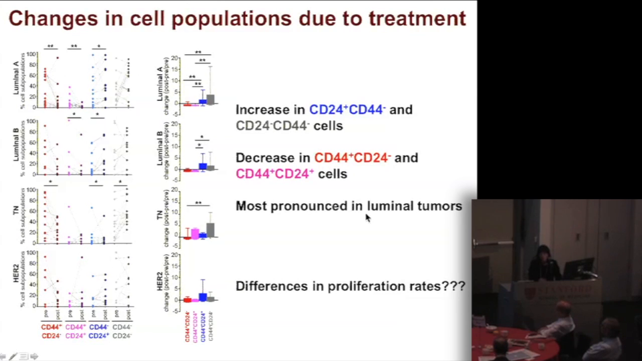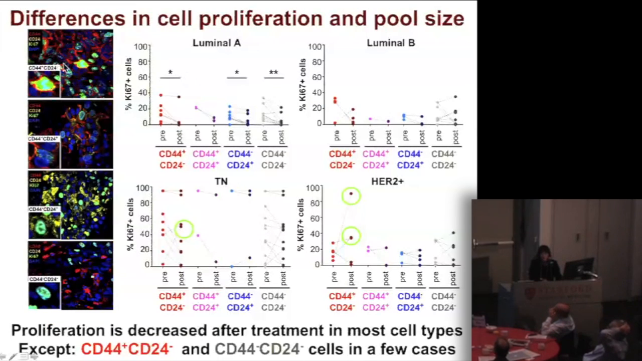And of course, because this was chemotherapy, this raises the obvious question of what the proliferation rate of these different cell populations is. And we looked at this by staining for Ki67, which is a proliferation marker, in combination with CD24/44, and this just shows some examples of this staining. And what we saw was that in almost all tumors, in all cell types, proliferation decreased after treatment. So if we compare pre- to post-treatment, there was generally a decrease. There were a few outliers where there was actually an increase, and interestingly, those were in the CD44-positive cells.